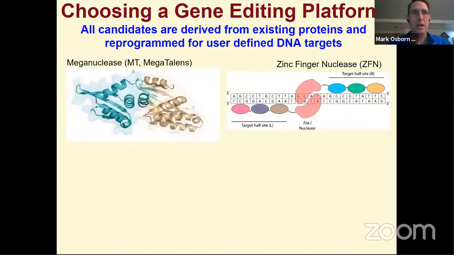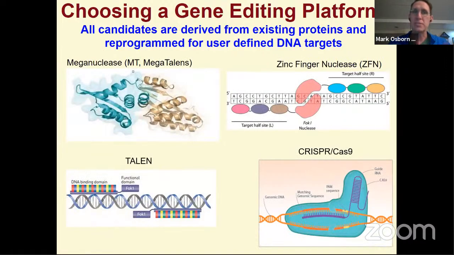We employ the four major DNA editing platforms: meganuclease, zinc finger nucleases, transcription activator-like effector nucleases or TALENs, and of course CRISPR-Cas9. These are different platforms in terms of overall architecture, but they all have the important commonality that they can be programmed to bind a user-specific nucleic acid sequence.